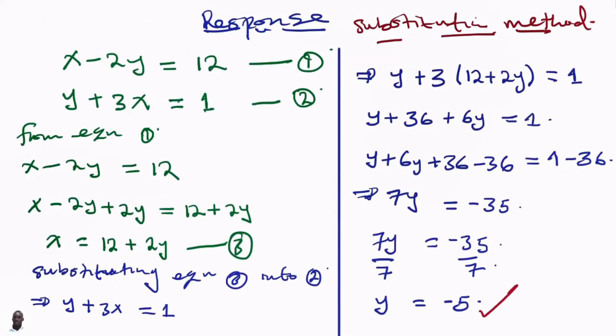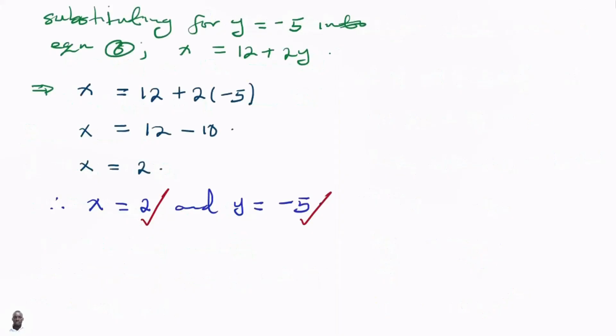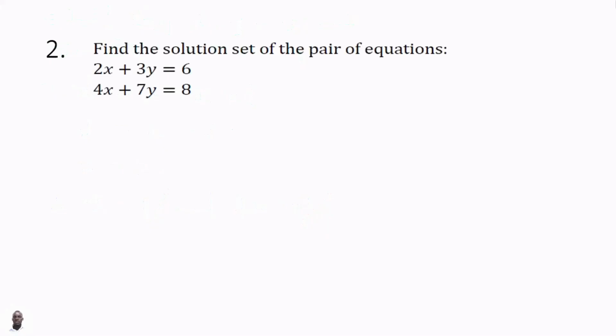Let us have example 2 before we jump over to the trial questions. Number 2, we still have the expression: find the solution set of the pair of equations. They mean simultaneous equations, so let us not get confused. Let us have our response here.